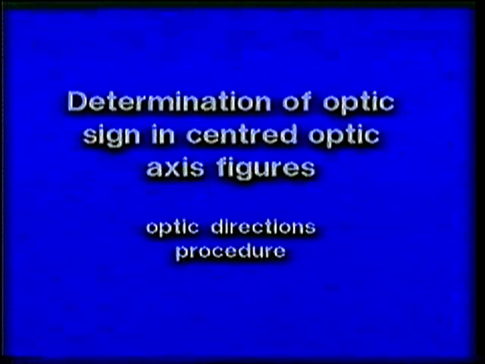Determination of optic sign involves use of the plate to determine whether E or E' is fast or slow. To do this, we need to understand the directions in the interference figure. Here's a typical uniaxial centered optic axis figure. The optic axis is at the intersection of the extinction bands called isogyres and is shown by the blue spot.